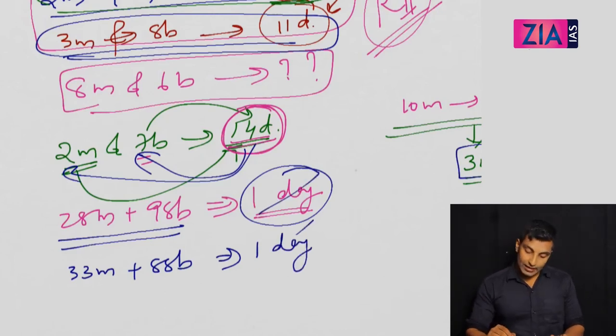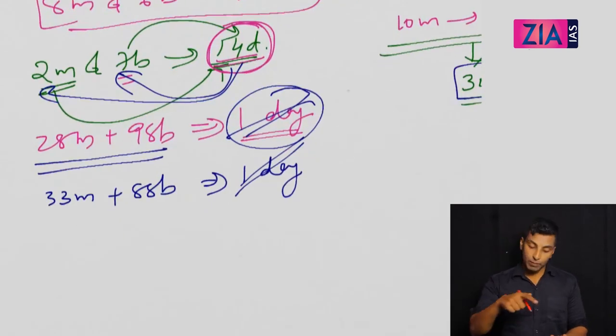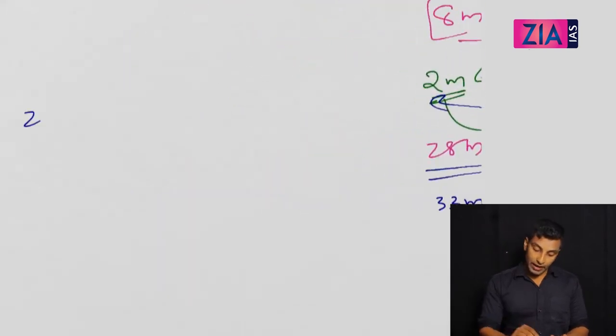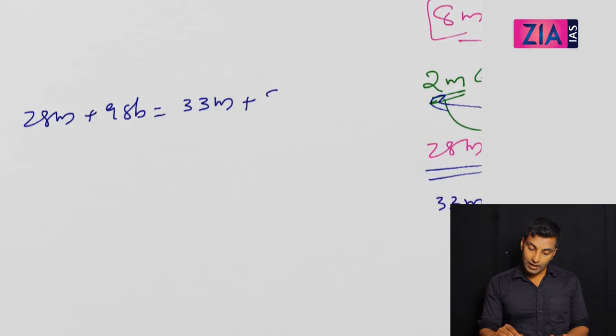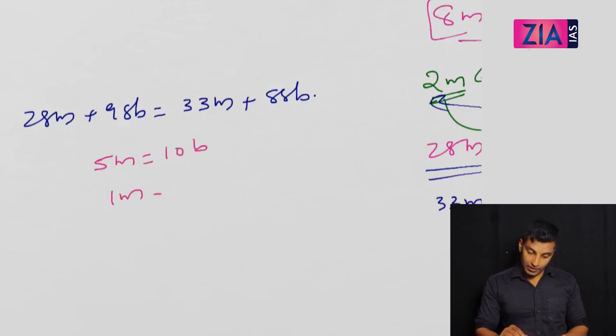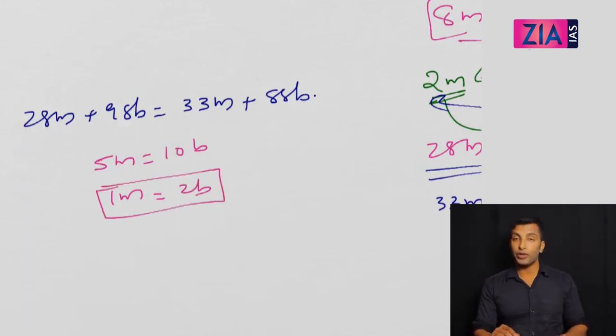Now if you see, the right hand sides are equal. In both cases you are completing the work in 1 day. That means I can equate both, right? So I can equate 28 men plus 98 boys equal to 33 men plus 88 boys. Now when you solve this, you will get 5 men is equal to 10 boys, or 1 man is equal to 2 boys. Now this is what I told you in the beginning. You need to find out the relationship between the men and boys. So 1 man means 2 boys.